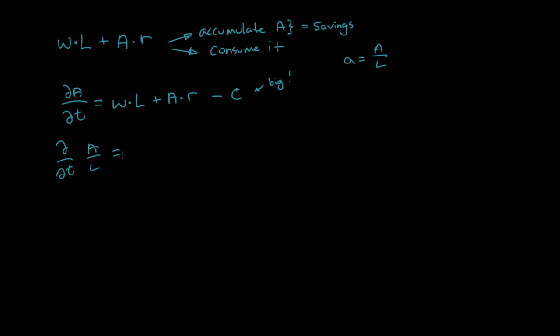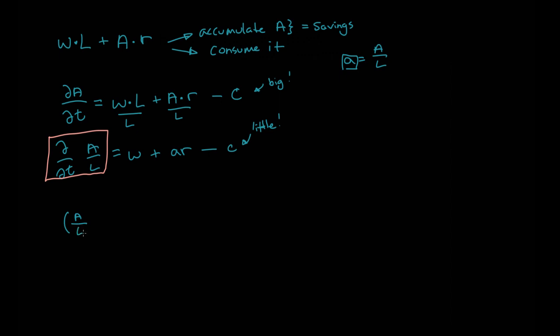So on the left, it's going to look like this. And then here, we divide by L, and it's just W. And here we divide by L and we get little a, right? It's A over L. So W plus little a R. And then we had a big C that becomes a little c. So that's little c. And we don't know this here. So we need to do the same trick we did in Solow when we were finding the law of motion of capital, which is to just take the derivative and see what falls out.